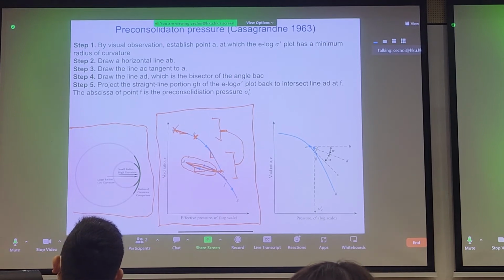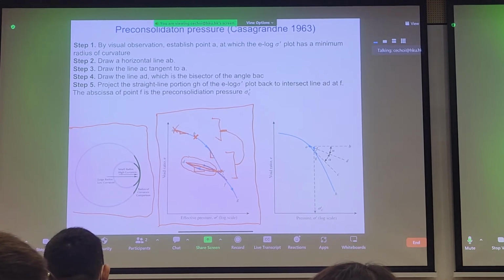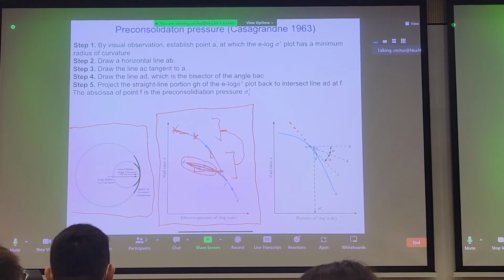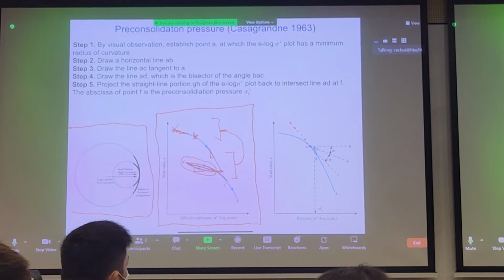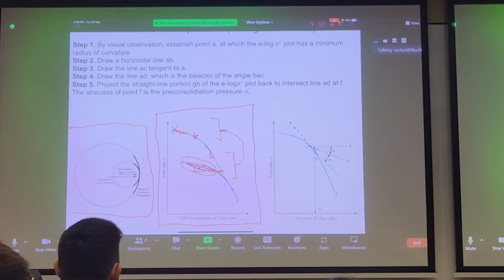And let's say we identify, okay, we think point A has the minimum radius of curvature, and then we can draw a horizontal line from point A, line AB. After that, we draw a line AC, which is tangent to point A. So it should run tangent here, and then you have line AC. After that, you draw another line to bisect angle BAC. So BAC, if I use a different color, is right here. Bisected means cut in half. So then you get line AD as the bisector line.